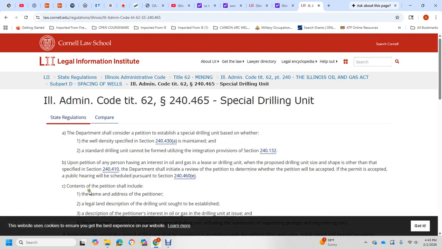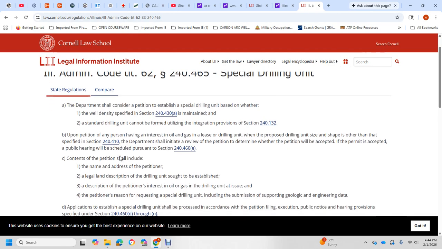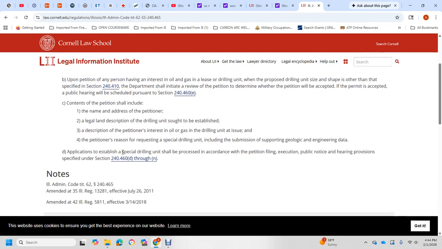240-465, special drilling unit. The department shall consider a petition establishing a special drilling unit based on the well density specified in section 244-30A for the maintained drilling unit. A drilling unit cannot be formed utilizing the integration provision of section 240-132. Unit petition: any person interested in the oil and gas of the drilling unit may petition for a proposed drilling unit size and shape other than that specified in 244-10.